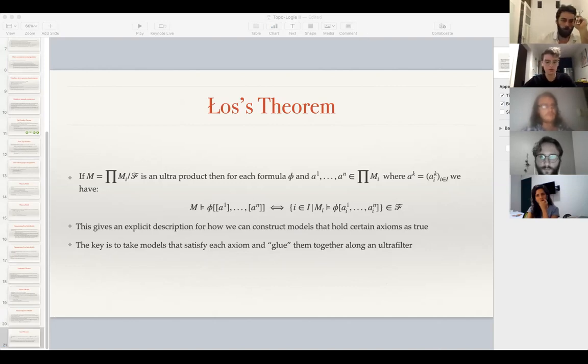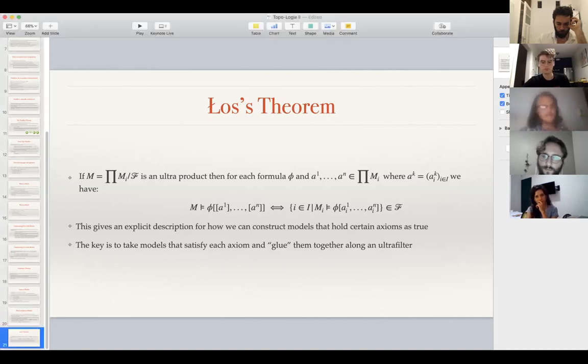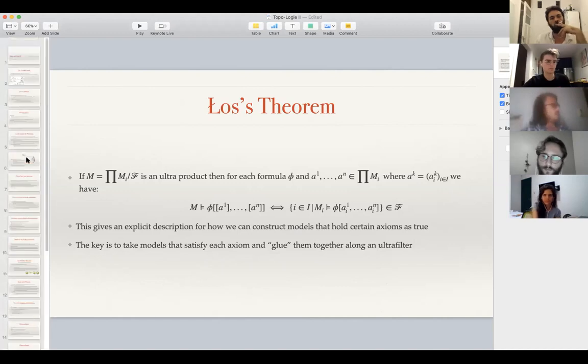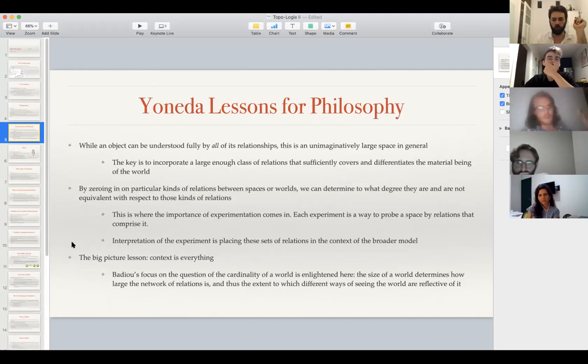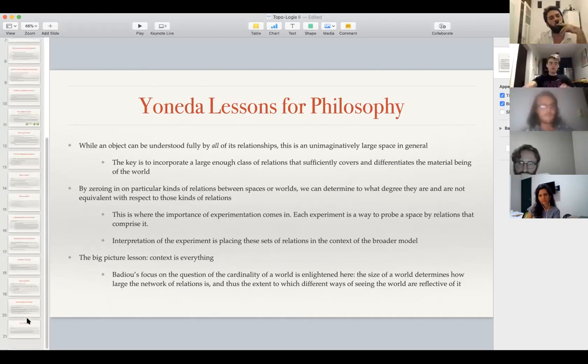Go ahead. I'm not sure if this question's actually going to fit, but I'm just trying to understand it. Going back to before, when you were talking about Yoneda, you said that one of the big philosophical takeaways was that in order to really use it, you need a class of relations that both enables you to cover what you're studying and also differentiate. Where do the coverage and the differentiation fit into the place that you end up, in the case of ultrafilters?